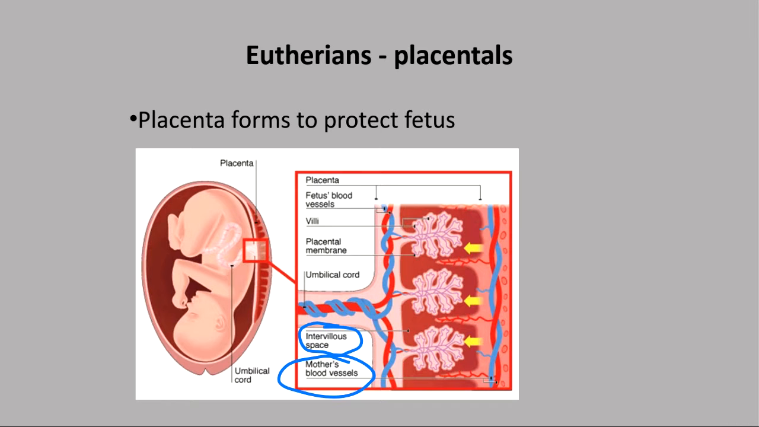small enough for oxygen to diffuse into the bloodstream of the fetus, carbon dioxide to diffuse from the fetus to the mother, so the mother can get rid of the carbon dioxide waste for the fetus, and also nutrients, right? Nutrients are going from the mom to the fetus, and metabolic waste is going back.